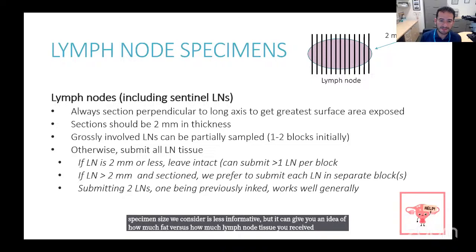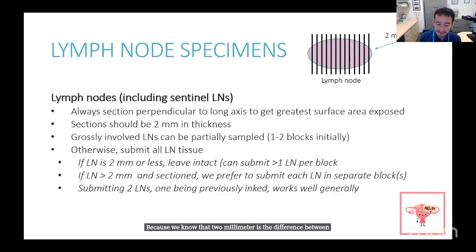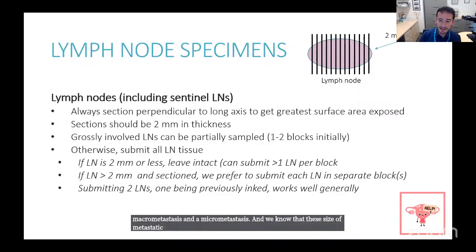You process that lymph node by cutting at 2 millimeter regular intervals, and the 2 millimeters to me has become very important, because we know that 2 millimeters is the difference between macrometastasis and micrometastasis, and we know that this size of metastatic nodal disease matters more and more in gynecologic cancer. So cutting at 2 millimeter intervals perpendicular to the longest axis of the lymph node is very, very important.